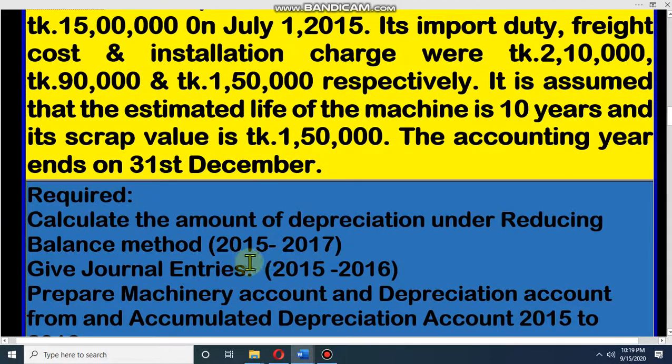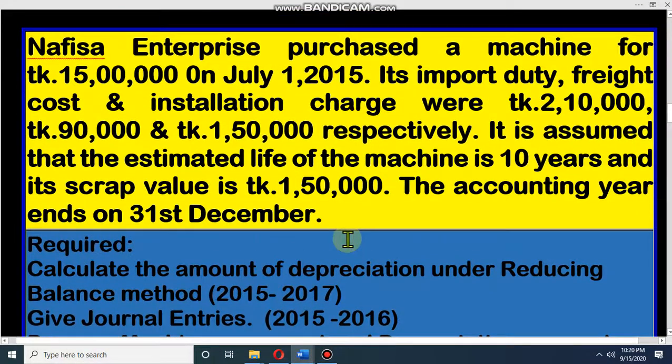Dear student, before calculating the amount of depreciation, we have to find the value of the asset. If you remember, we have discussed the value of the asset, that means the depreciable value of the asset. The cost price of the machine is 15 lakh. Then for this machine we spent import duty 2 lakh 10,000, freight 90,000 and installation charge 1 lakh 50,000. That means this cost will also be included with the cost of the asset. Then we will get the depreciable value.